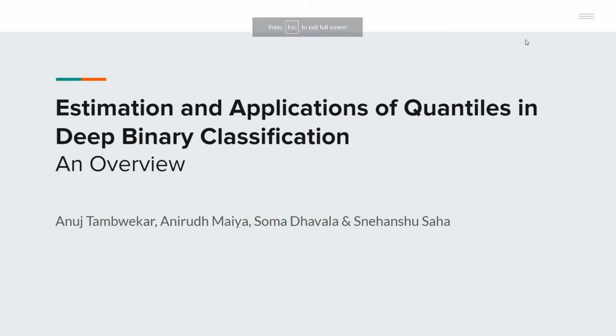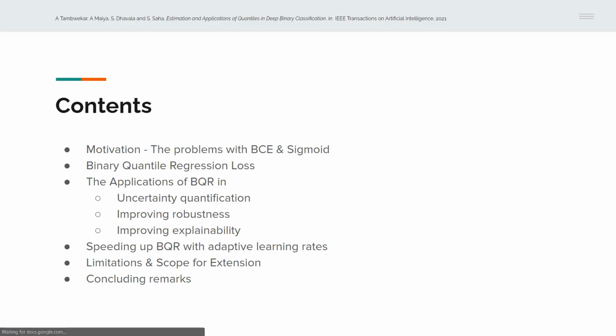This is a quick overview of the paper Estimation and Applications of Quantiles in Deep Binary Classification. This is what we'll be going through: the motivation behind why we're doing this, the binary quantile regression loss, the various applications that it has, particularly in regards to uncertainty quantification, how it's used to improve robustness and improving explainability. Then we'll talk about how we can speed it up with something called Lipschitz adaptive learning rates. We'll go over the limitations and how this can be taken forward, and finally I'll give you a one-slide conclusion.